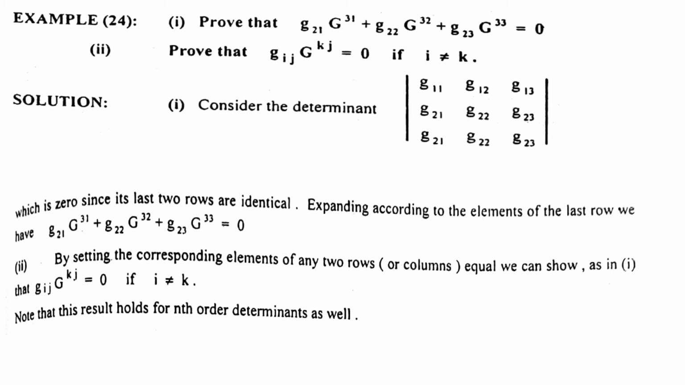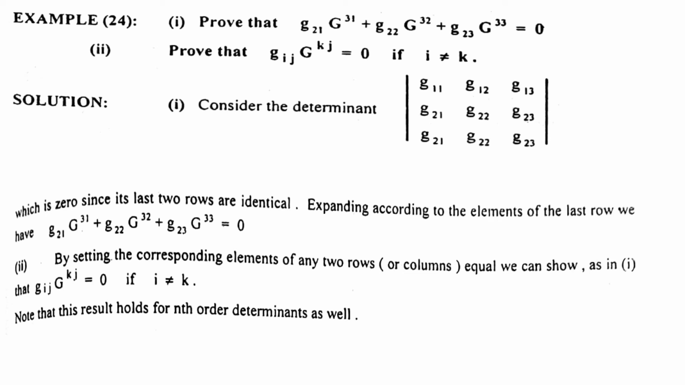Now we consider a determinant with rows g11 g12 g13, g21 g22 g23, g21 g22 g23. We consider a determinant whose value is 0. Why is it 0? Because it has two identical rows, and since its last two rows are identical, expanding according to the elements of the last row we have g21 G31 plus g22 G32 plus g23 G33 is equal to 0.